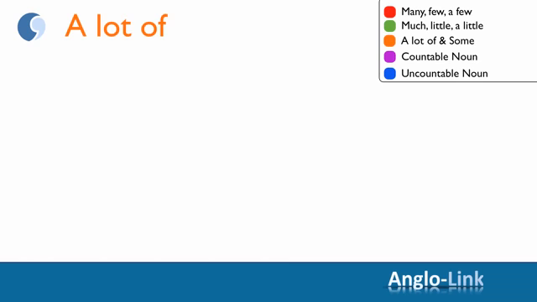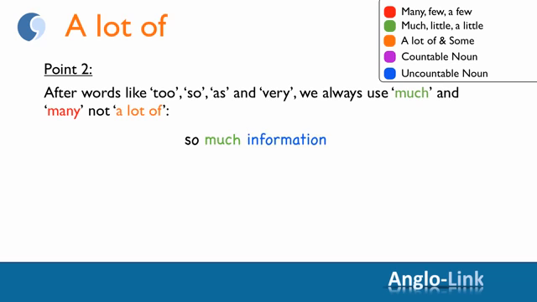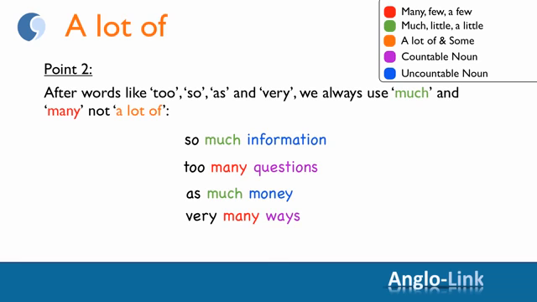The final point about a lot of is that after words like too, so, as, and very, we always use much and many, not a lot of. For example, so much information. Too many questions. As much money. Very many ways.